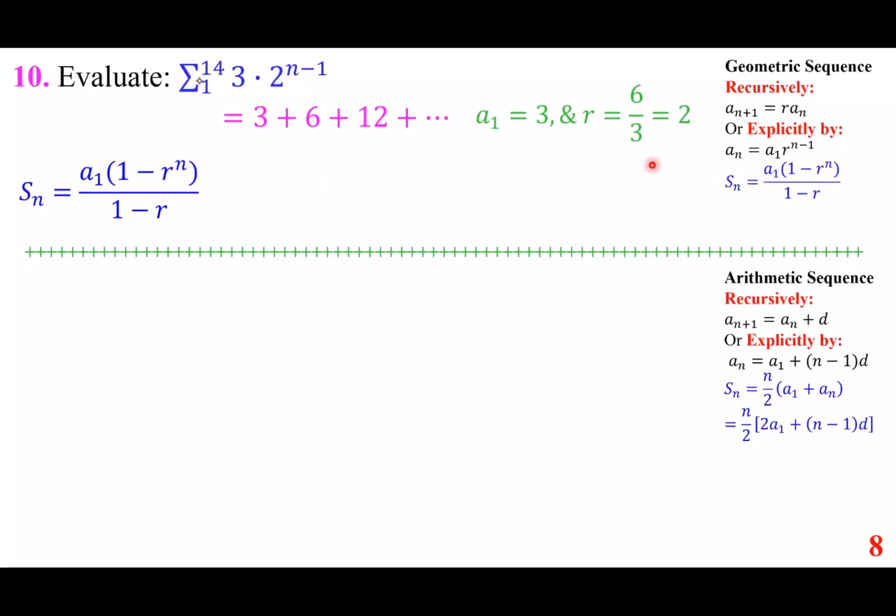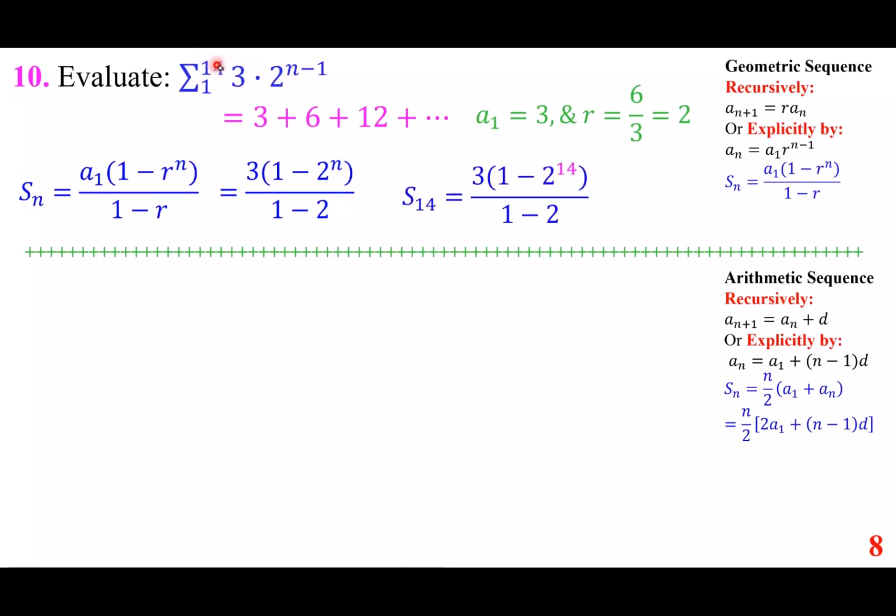And this summation has the formula S sub n equals A sub 1 times 1 minus R to the power of n, over 1 minus R. Let's plug in: A sub 1 is 3, R is 2, so 1 minus 2 to the power of n, over 1 minus 2. Now, what is n? n is 14.